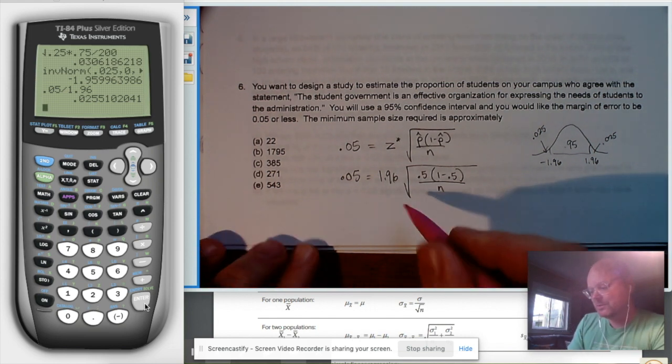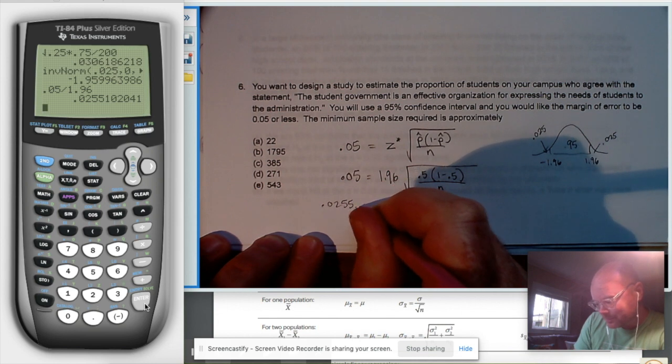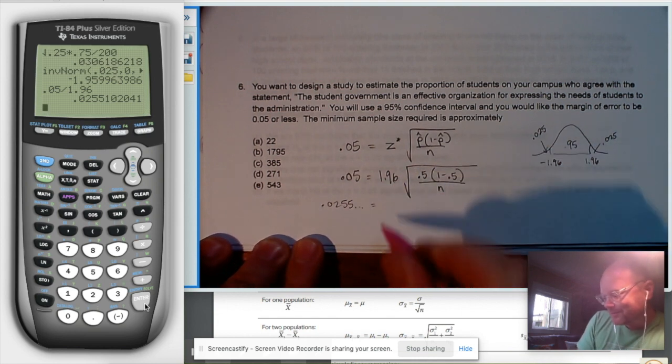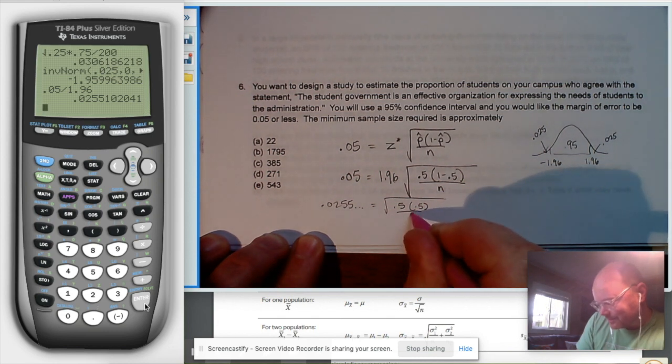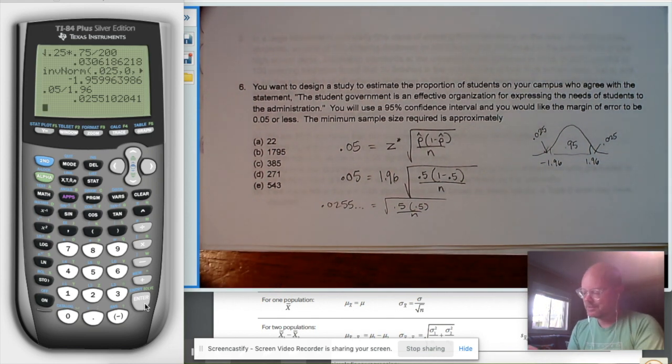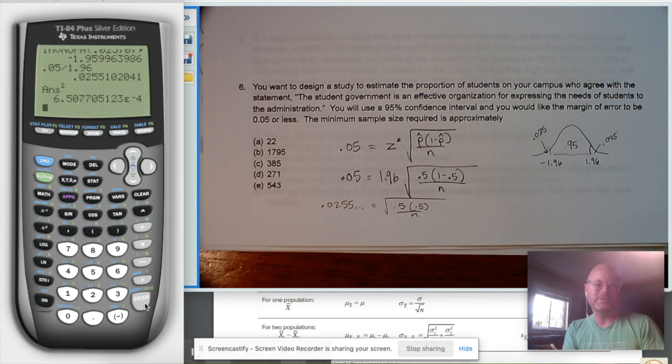The next thing I'm going to do, actually, 0.0255, and there's some more digits there. The 0.0255, that is the square root of 0.5 times 0.5 over something. The next thing I'm going to do is get rid of the square root symbol. So with that tiny decimal that's already in my calculator, I'm now going to square it. And it's going to get even tinier.